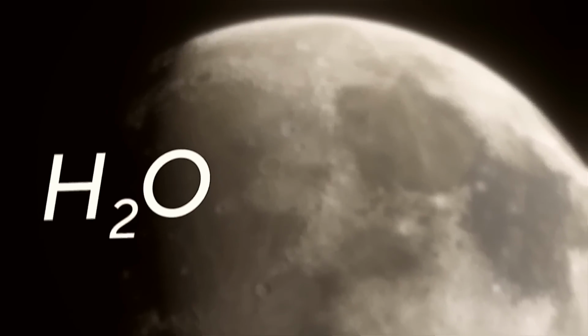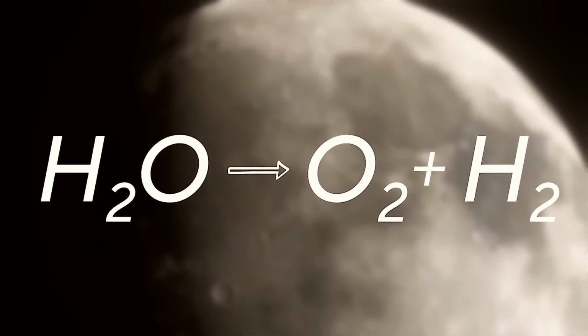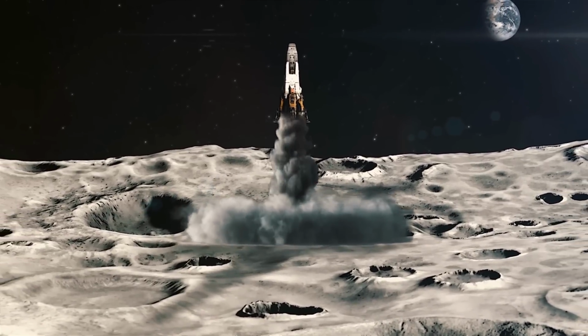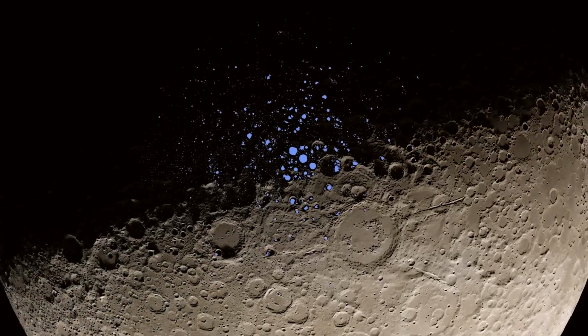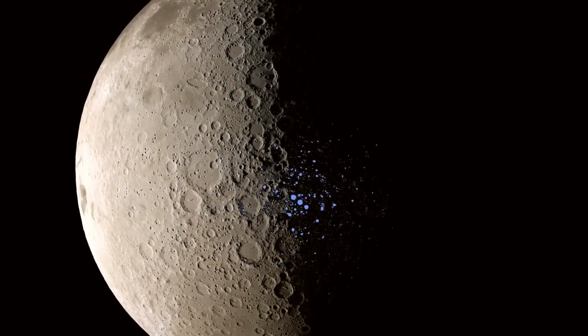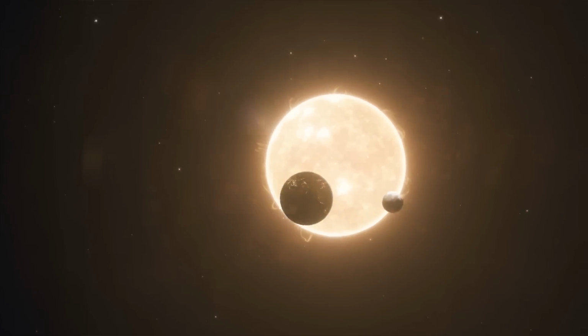Plus, by cleverly splitting the water into oxygen and hydrogen, we could receive both air and rocket fuel. All this will make moon missions more feasible and self-sustaining. It's also a great glimpse into the past. This ice, maybe as old as the moon itself, could unlock the moon's and Earth's deep mysteries.